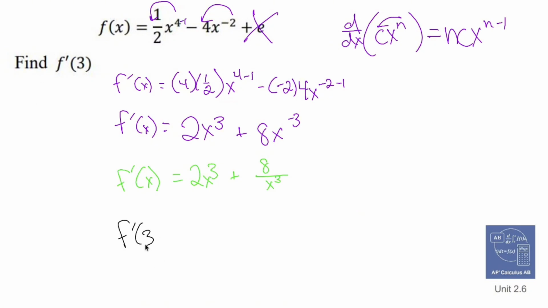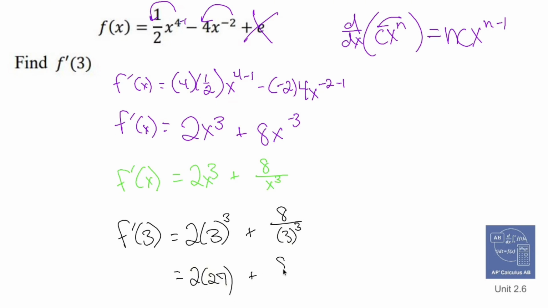So f prime of 3 has me substituting 3 for every x. So I get 3 cubed times 2 plus 8 over 3 cubed again. So 3 cubed is 27.